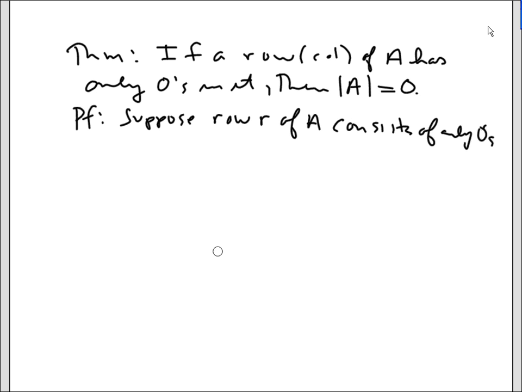In fact, you write up the proof now. I gave a good argument. In fact, I said everything. Just put the pieces together. Again, here's the proof. Just write it down. Every term in the definition contains a factor from row R.